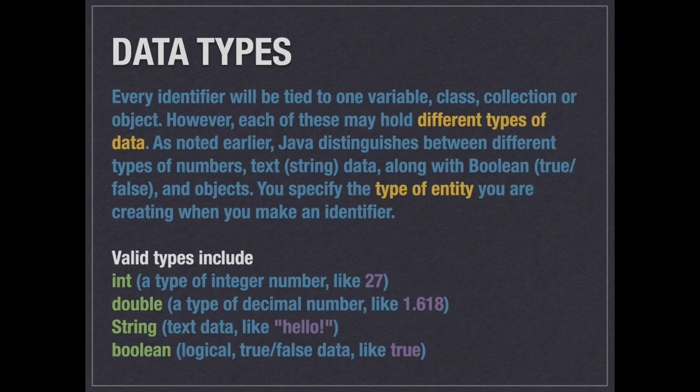The big four are going to be int for integers, double for decimal numbers. Double stands for double precision floating point, or just double for short. String, which is text data that we've been working with. And note that the S in String is capitalized, whereas the first letters of the other data types are not. And I'll explain why in a bit. And then boolean is for logical data like true, false values that allow you to write conditional statements that do something if a condition is true versus if it is false.